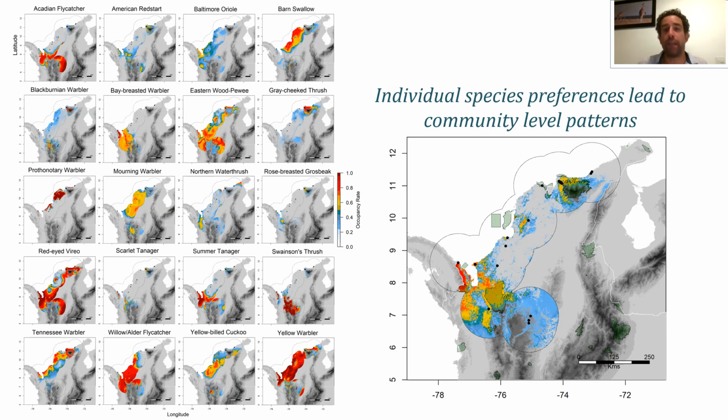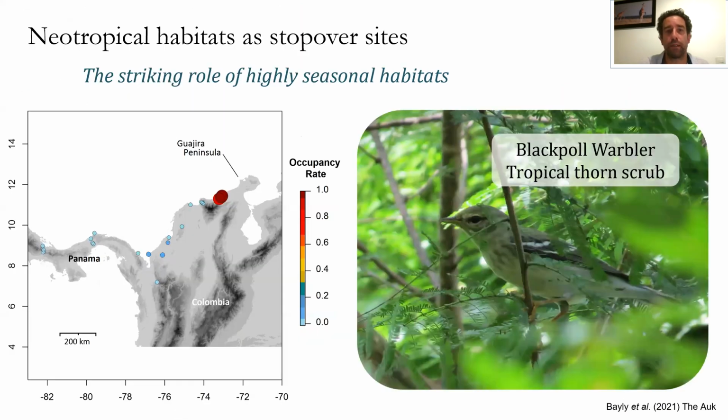And these individual preferences lead to community-level patterns, where we find that there are certain areas that are obviously providing excellent conditions for fueling birds, used by multiple species in the community. That's reflected in this map on the right, where the area around the Santa Marta Mountains in the northeast, but also the northwest with that connection to Central America, is a key stopover area for several species.